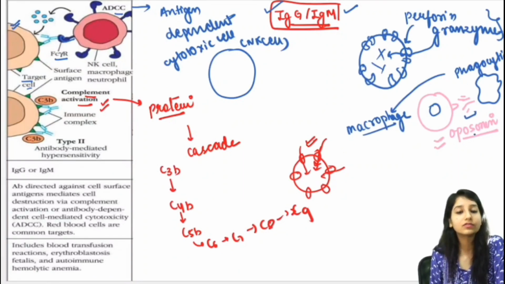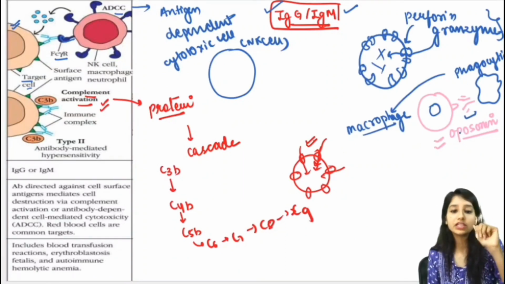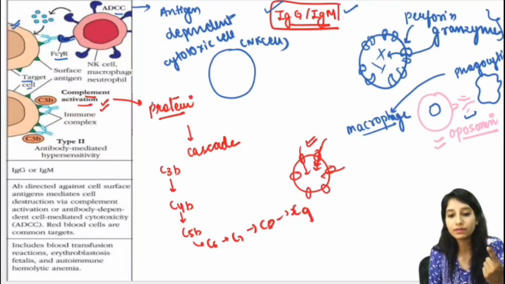So this is the third condition. So what are the three conditions? First, either it will activate ADCC, or it will activate the complement system, or it can activate the phagocytic cells. Either way, the cell will be destroyed.